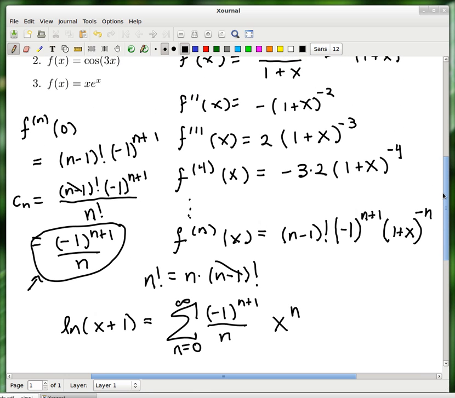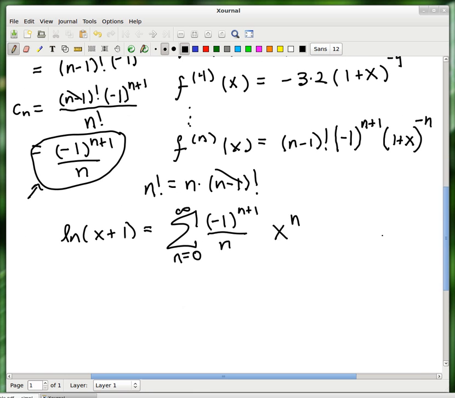Actually, notice there's something kind of irritating going on with this rule. The reason I'm a little flustered is because if you put in 0, you get infinity on the bottom. But the rule that we found for the nth derivative has the 0th case as an exception, because that's the natural log case.